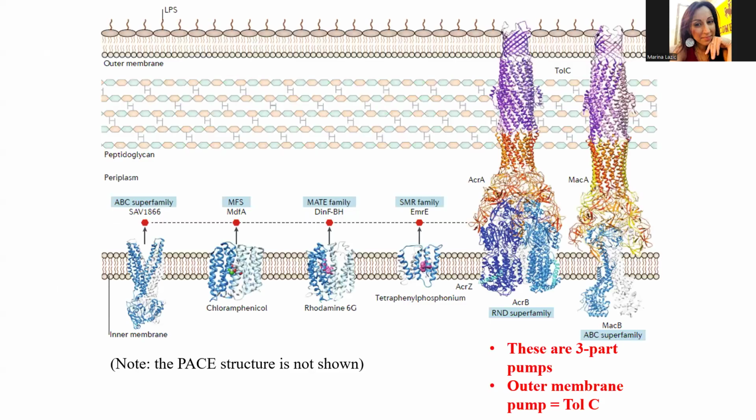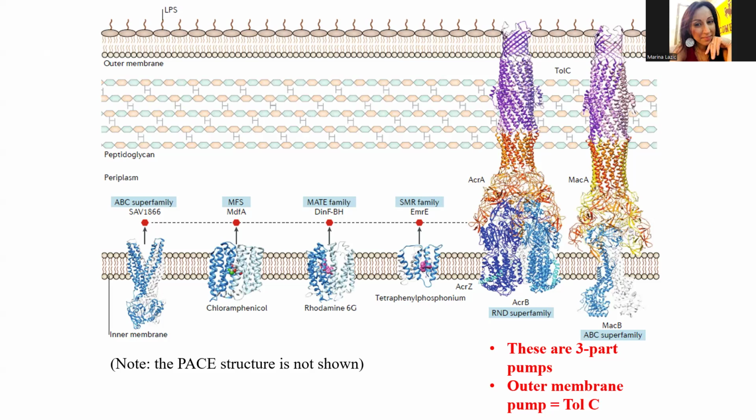They look quite different. The one that I really like is the 3-part pump that has TolC in the outer membrane. This one is actually spanning the full membrane, and this TolC is a very common structure that you will see in many gram-negative bacteria. This outer membrane pump TolC is very commonly linked to the type 1 secretion system we will cover in the next unit. So they are, in my opinion, the most interesting.